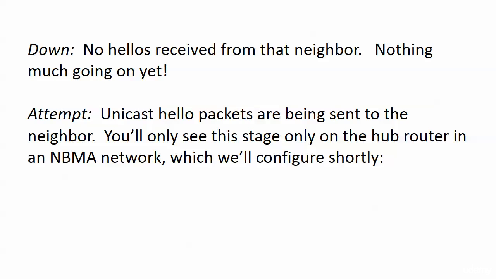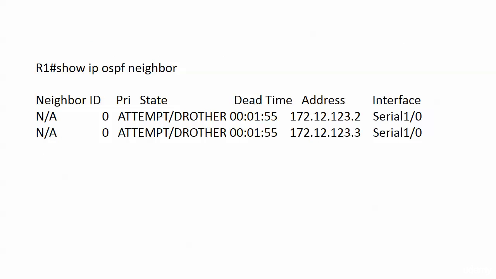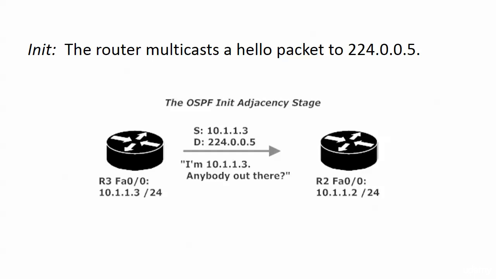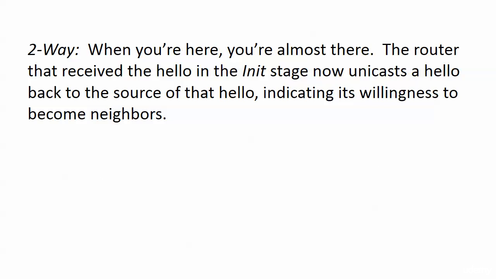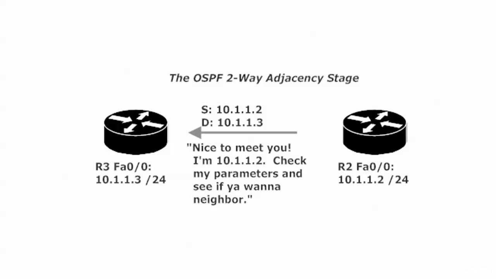We go down. If we are running NBMA, then you'll go to attempt, and you're going to stay there for a little while. You usually get pretty close to that dead timer timing out before your adjacencies come up. Then you've got init. That's when the fun starts. Router multicasts a hello packet. Two-way, that means that basically we now have bidirectional communication. Three is talking to two. Two is talking to three. They have seen each other's OSPF router IDs, and they are willing to become each other's neighbors, God willing, and all those factors about the network mask and the timers match up.